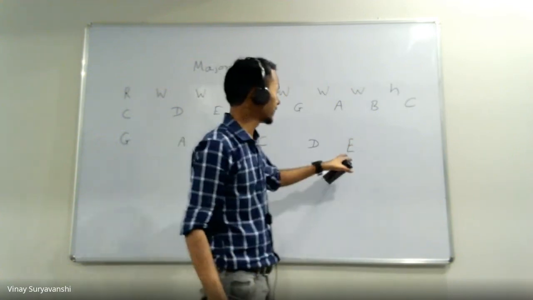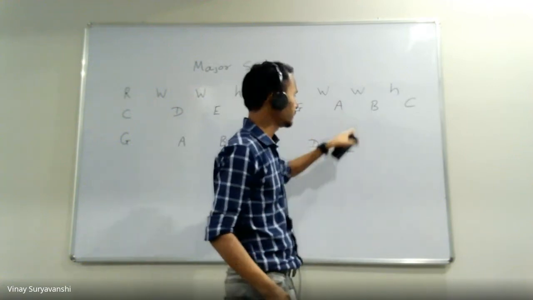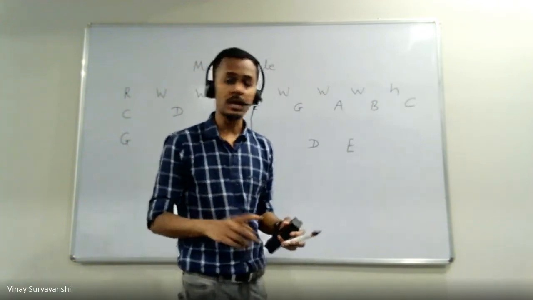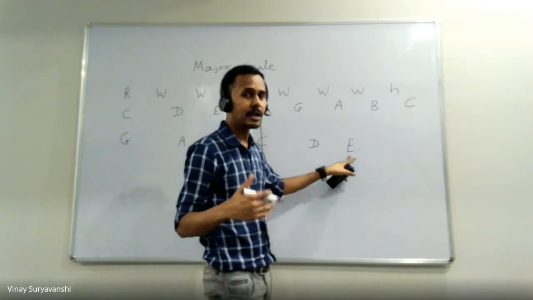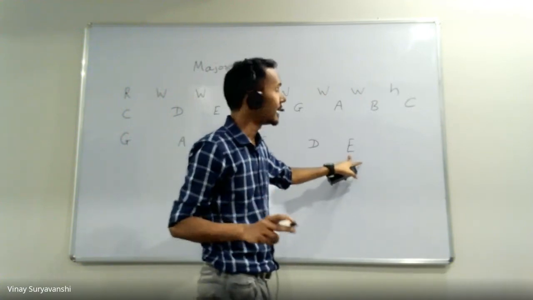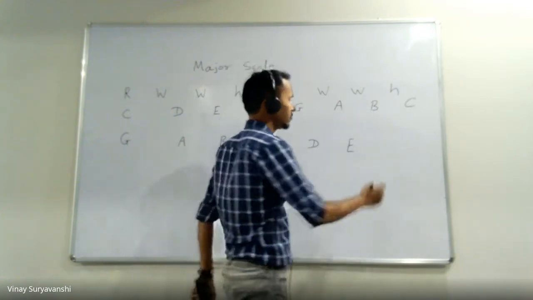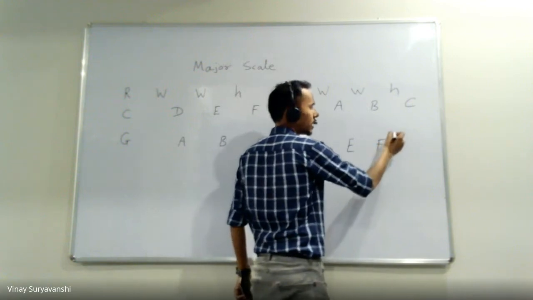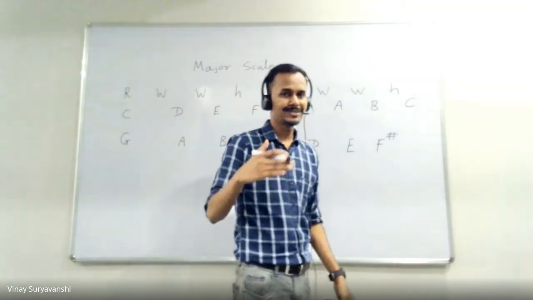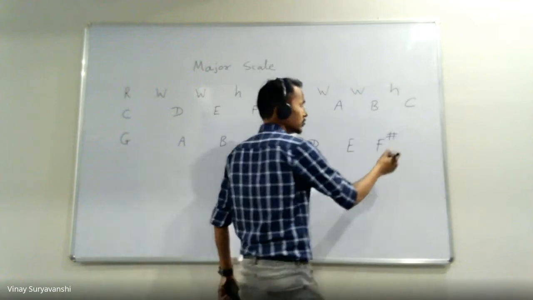Now here it gets a little tricky. See, whole step from E. As you know, you don't have a sharp. So if you take half step from E, you land on the next note, which is F. And another half step, you'll land on F sharp. So this time we have to write F sharp. Okay? And from F sharp, half step is G.